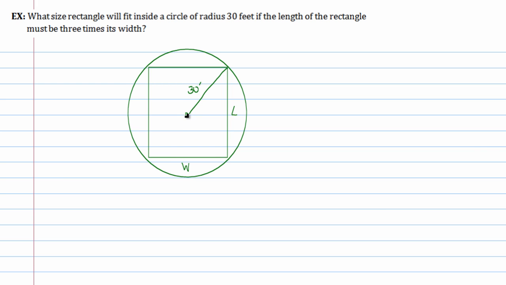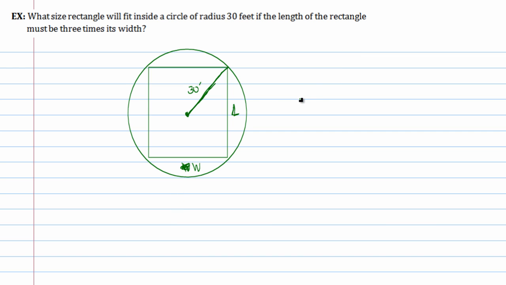We know the radius of the circle is 30 feet, so starting from the center of the circle going out to an edge, and notice I'm creating that length to go from the center to the edge of the circle, and also where it intersects the rectangle. That's supposed to be 30. And then I label some unknowns because it's asking what the dimensions are, so I need to know what the length of the rectangle is and what the width of the rectangle is.